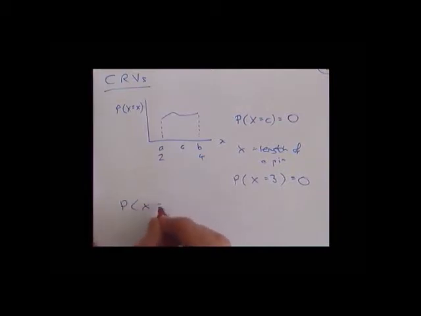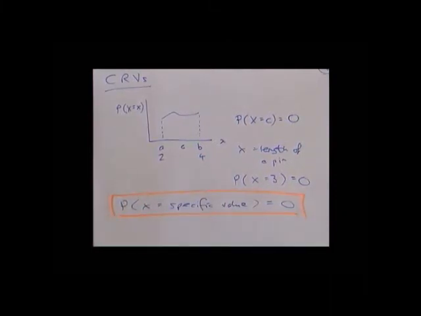So the probability X is any specific value will always be equal to 0. So that's one key thing about continuous random variables.